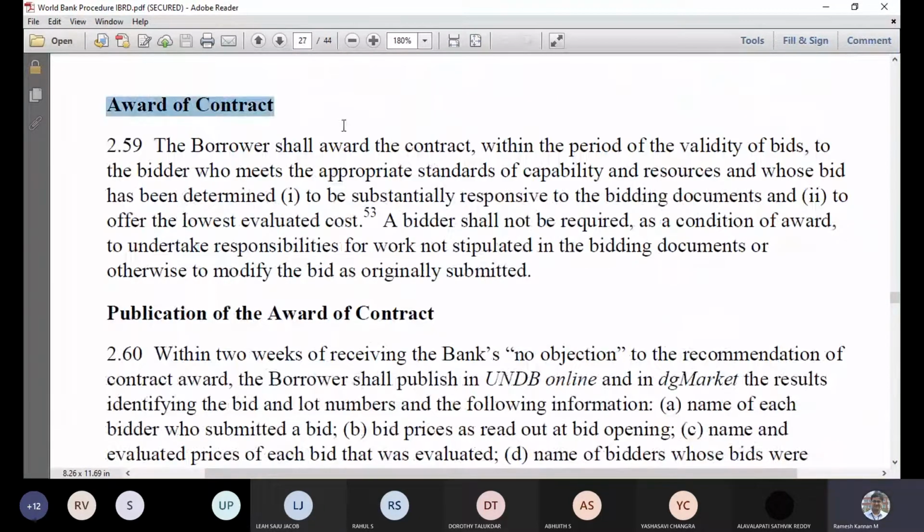Award of contract. This is a very important thing. Once everything is done, what are the procedures to award the contract? The one key factor we always say is responsiveness. So only a substantially responsive bidder will be given the contract, even though his bid is supposed to be the best or something like that.